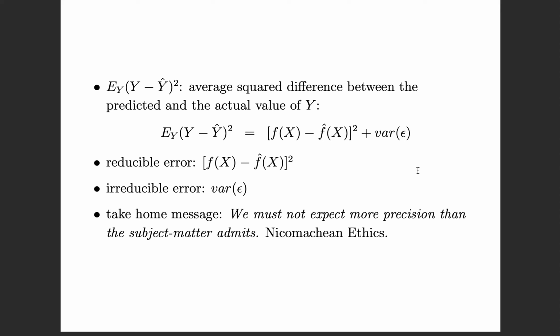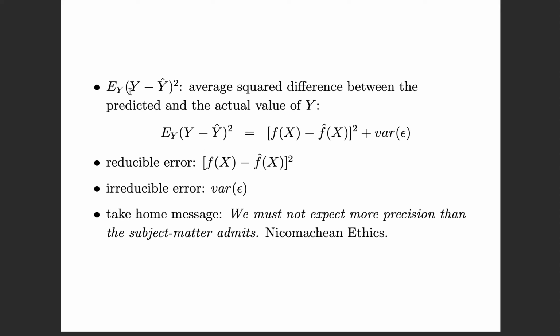So how do we measure the accuracy of our prediction? Well, if it's a regression problem, the average squared difference is a classical way of measuring it. It's not the only way. You can look at the average absolute difference and so many other ways. Let's just focus on this because it allows a nice split.